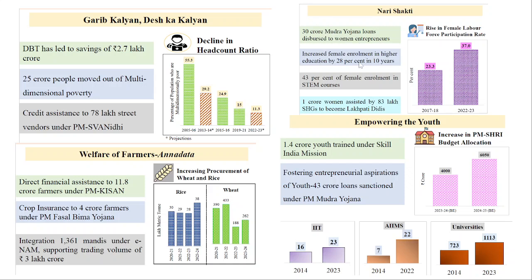Female enrollment in higher education has increased by 28%, which is a very good thing, right? In higher education, especially, it has increased by 28%. 43% of enrollment in STEM courses is female, that is science, technology, engineering and mathematics. Next, one crore women assisted by 83 lakh SHGs to become Lakhpati Didis. Female labor force participation rate has also increased, from 23 it became 37. Remember this. So now 37 percent of females are actually participating in the labor force. That is one thing.